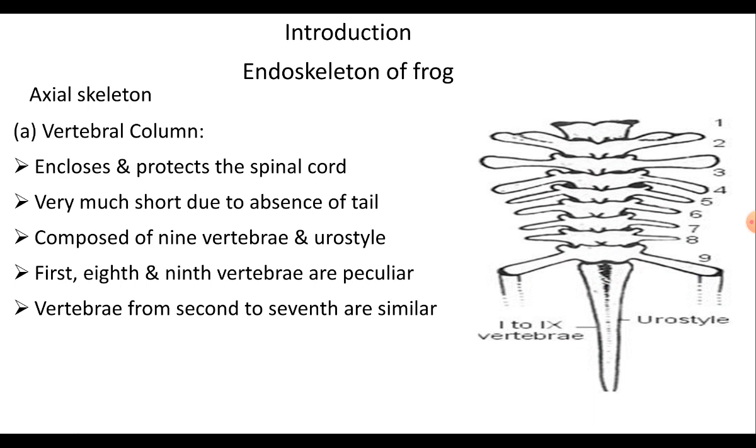The vertebral column of frog is exceptionally short because of absence of tail, and it consists of only 10 bony elements which are arranged in a linear series. The first 9 are small ring-like bones called vertebrae, and the 10th one is the urostyle, which is a long rod-like bone, and it extends from the 9th vertebra to the apex of the pelvic girdle.